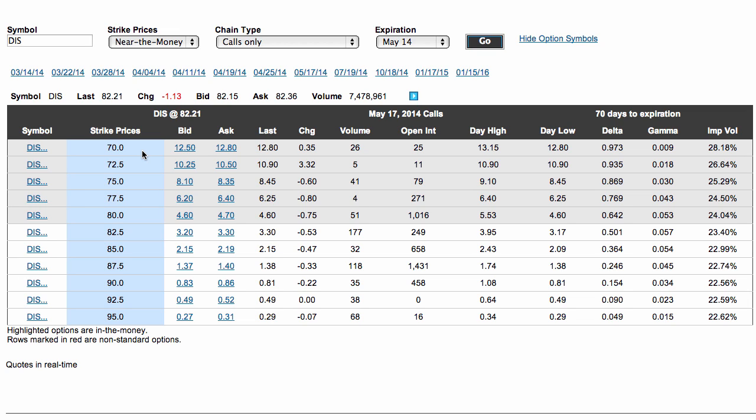Here's another one. We told you, shelf life, time value, right? How much longer is left on the contract before it expires? Well, if you know you're only going to carry the contract for 2 or 3 days, maybe I don't need one with 70 days to expiration. Maybe I can look at one with 35, 40 days till expiration.